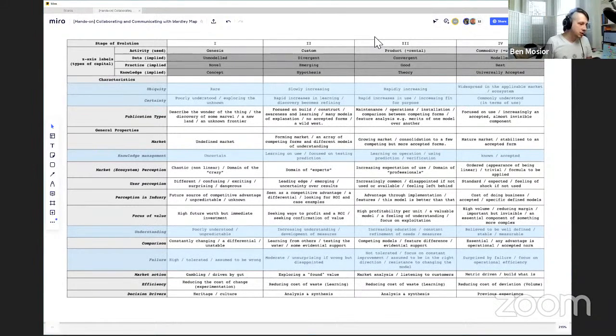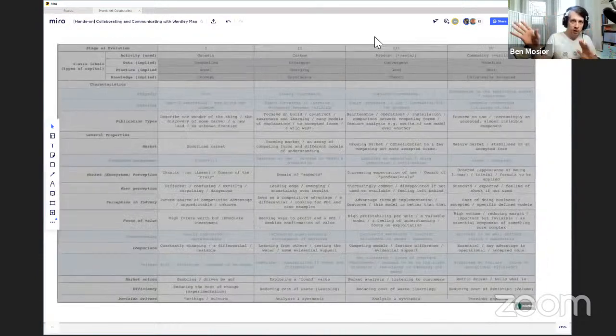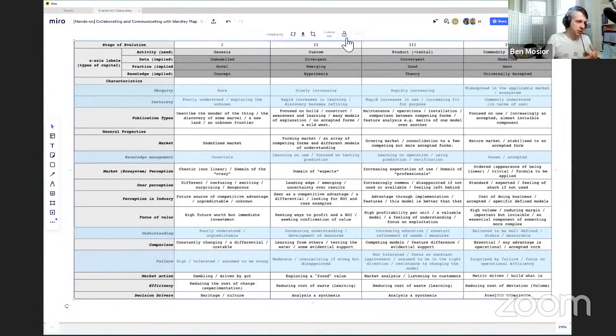This giant cheat sheet is basically saying that everything evolves, in Simon's view, from left to right under the forces of supply and demand competition. So evolution is a constant under capitalism, for better or for worse. In each of these stages, activities, practices, data, and knowledge have distinctly different qualities. In stage one, for example, things are rare, high failure, high potential future value, but if it works at all, it's a miracle.